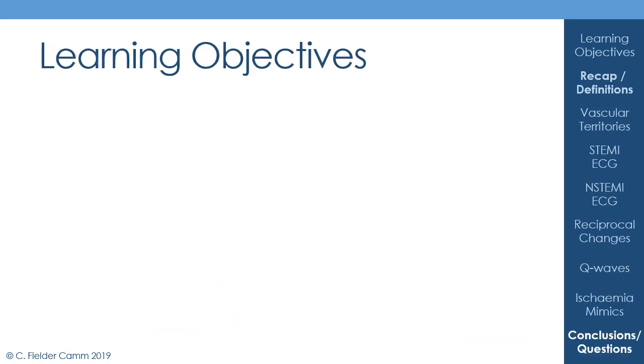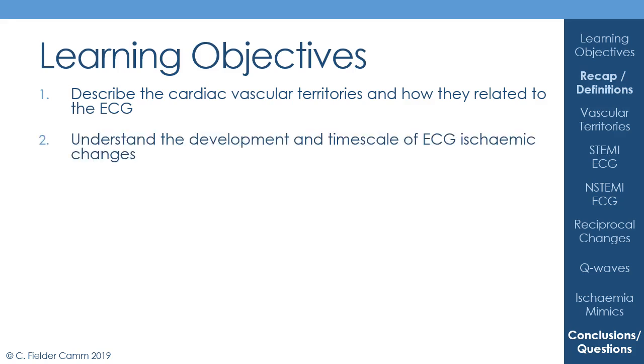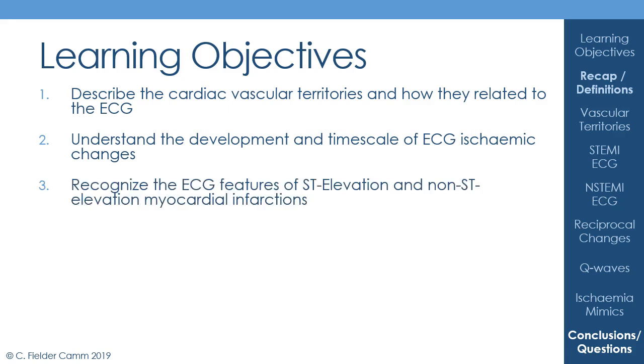So that's getting to the end of the lecture here. So I'm just going to recap through our learning objectives, make sure that we've covered everything that we wanted to. So we've gone through the vascular territories and how those relate to our ECG. So we've got our anterior and septal territories, we've got our lateral and inferior territories. We've talked about the timescale of ischemic changes, particularly in ST elevation myocardial infarctions. We've recognized and discussed those ECG features.